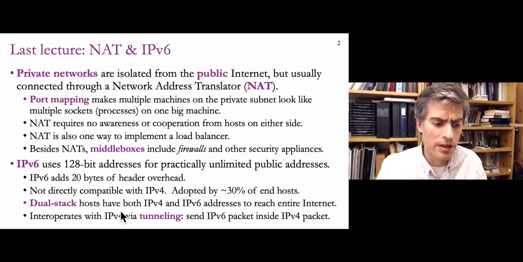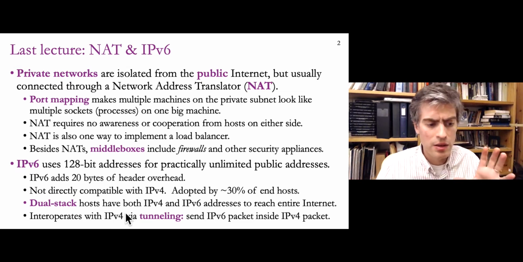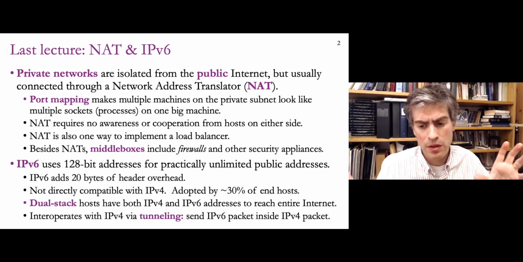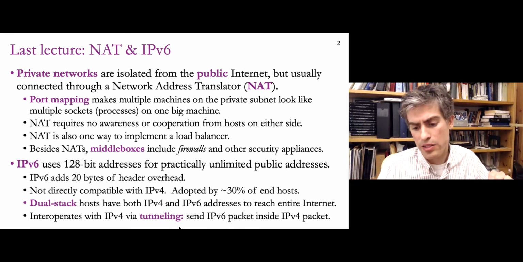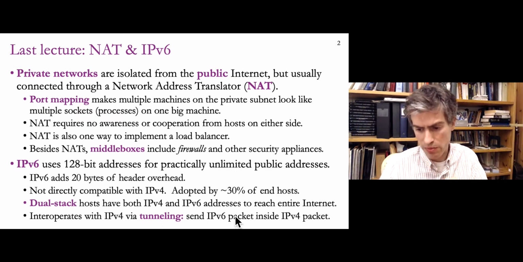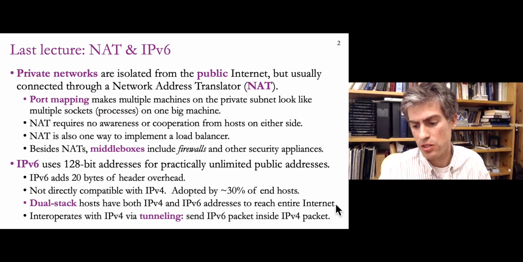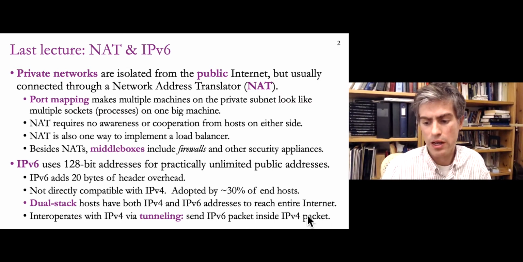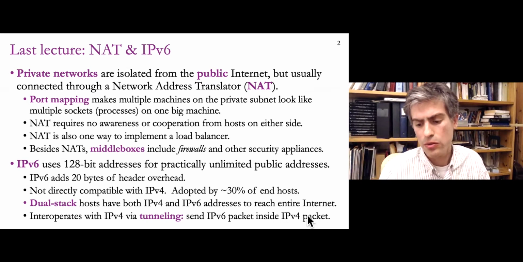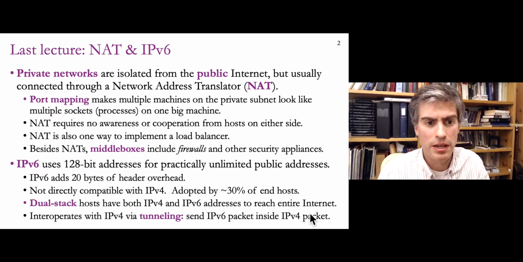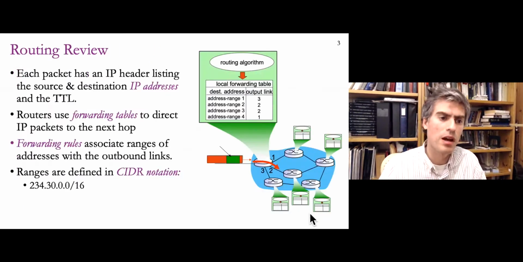We can interoperate and send packets between version 6 islands using tunneling, and this is one technique to allow version 6 of IP to become widespread without everyone adopting version 6, because you can use a version 4 path to transfer IP version 6 packets inside of an IP version 4 packet. Cool. All right, so we're moving on.